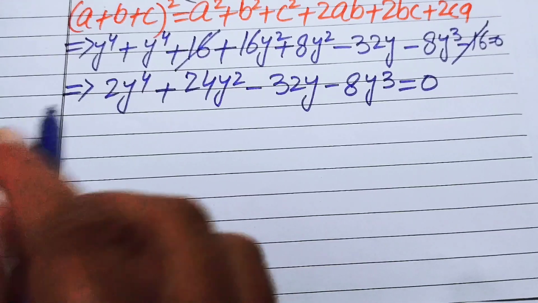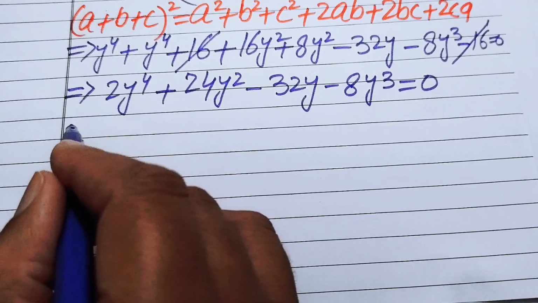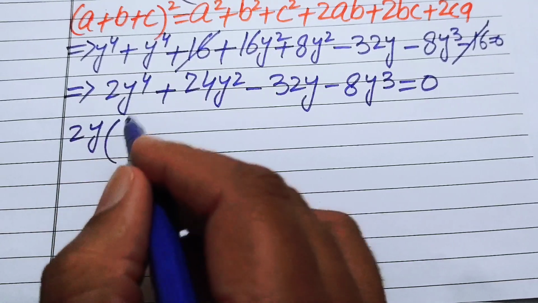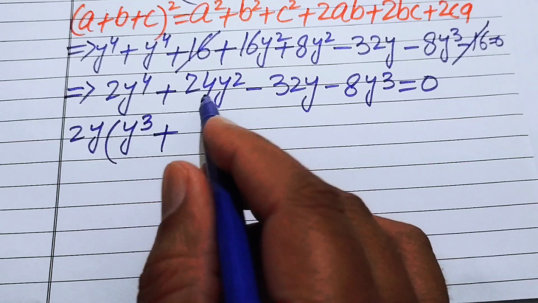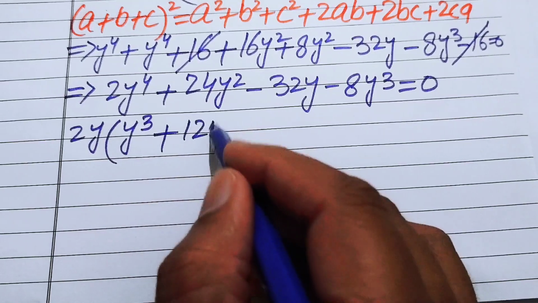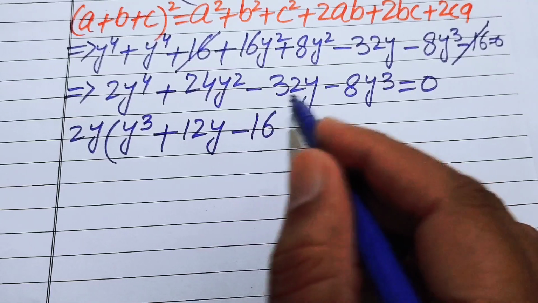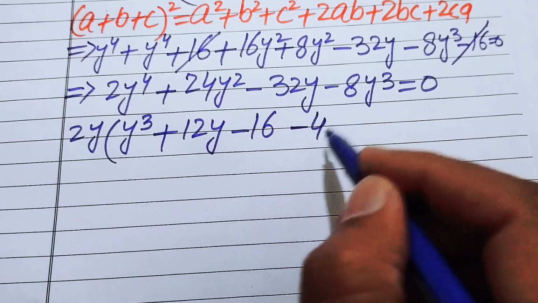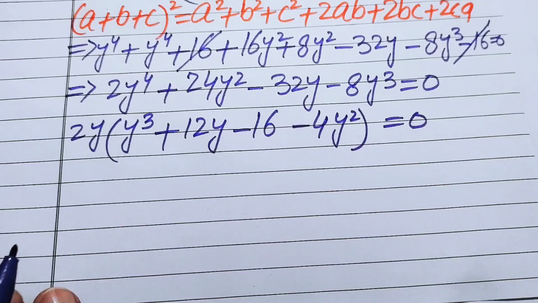In the next step you will see we have 2y as the common term in this equation, so we take common 2y, and you get y^3 here, plus, if you take common 2, here you get 12y, and here we get 16 only, because we take common y, and here you have 4y^2, and this whole equation equals 0.